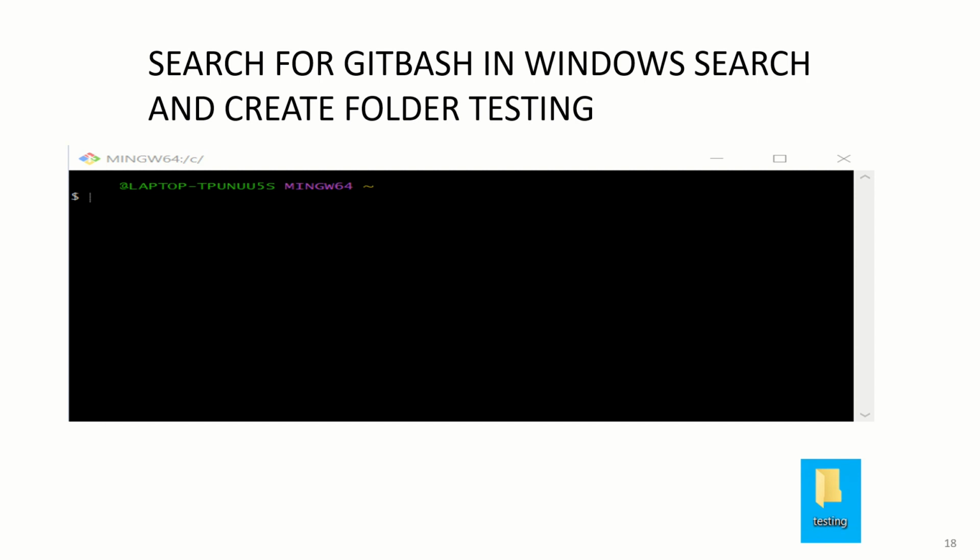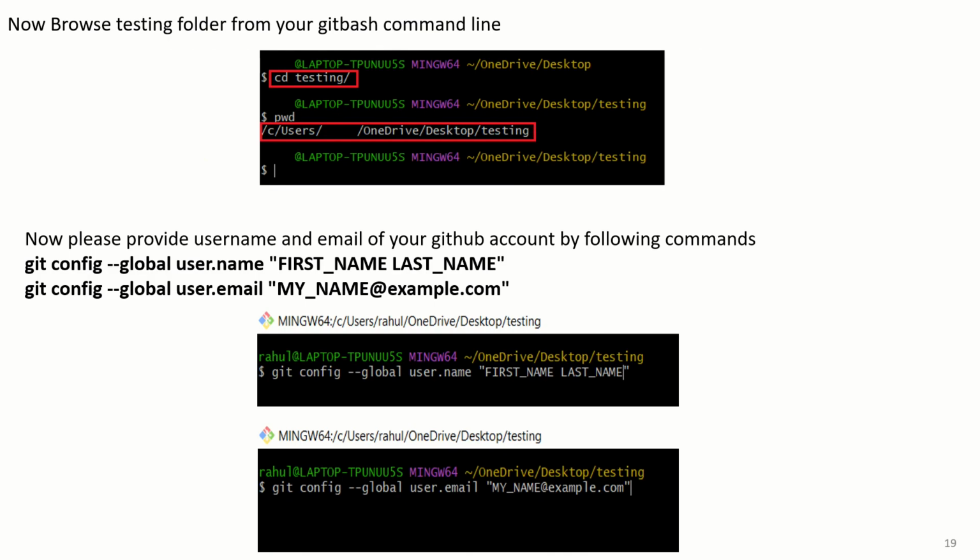In order to make a connection between our Git Bash and the particular GitHub repository, we'll create one folder on our local machine. Say we are just creating a testing folder on our local machine. Once that is done, we can go to this Git Bash prompt and browse that testing folder. As you can see on my screen, we use the command cd testing, and we are now inside that testing folder.